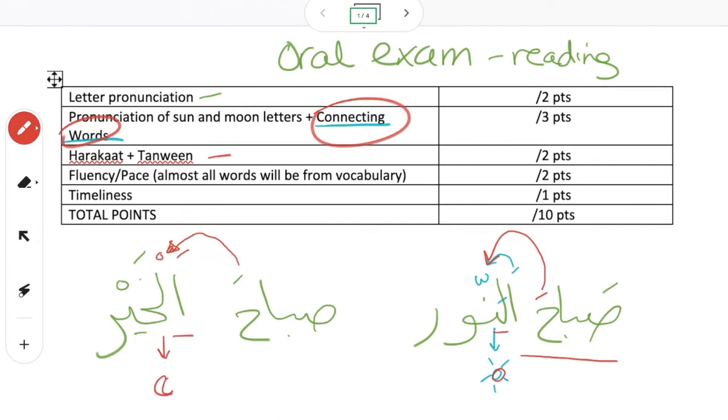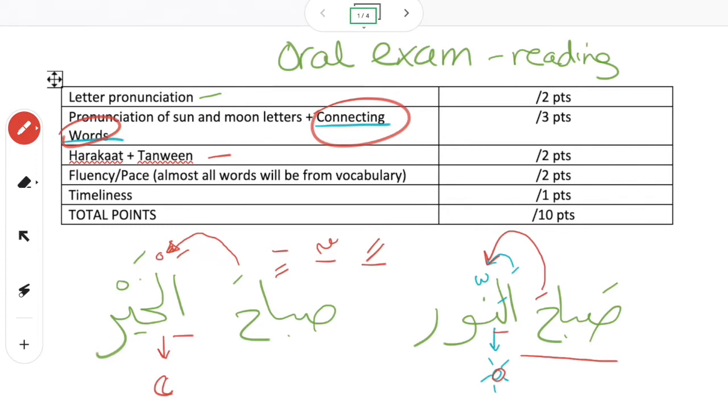Okay. Then I'm going to be looking at the harakat and tanween. So can you pronounce your harakat properly? Can you pronounce the a, u, e sound if you see a fatha, dhamma, kasra? Can you pronounce an if you see fathatain? And un if you see a dhammatain? And in if you see kasratain?